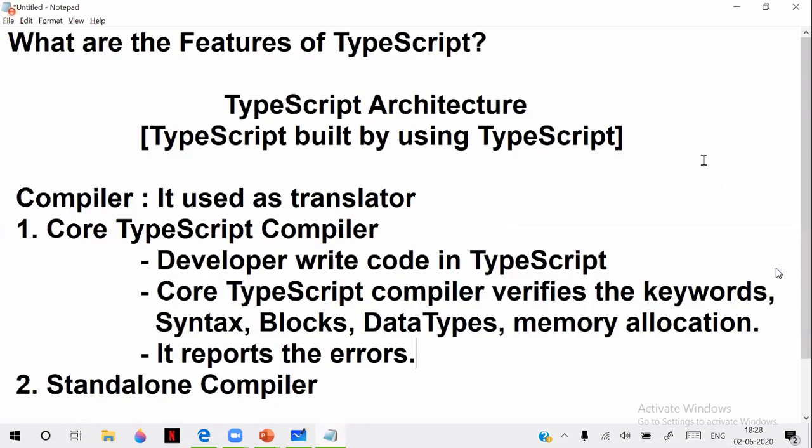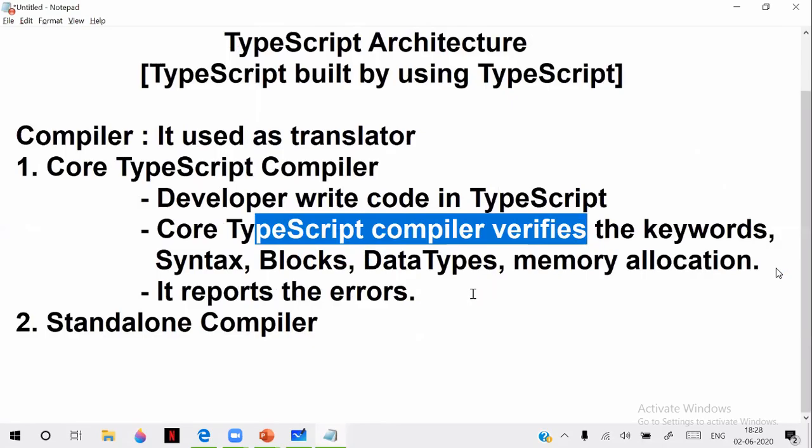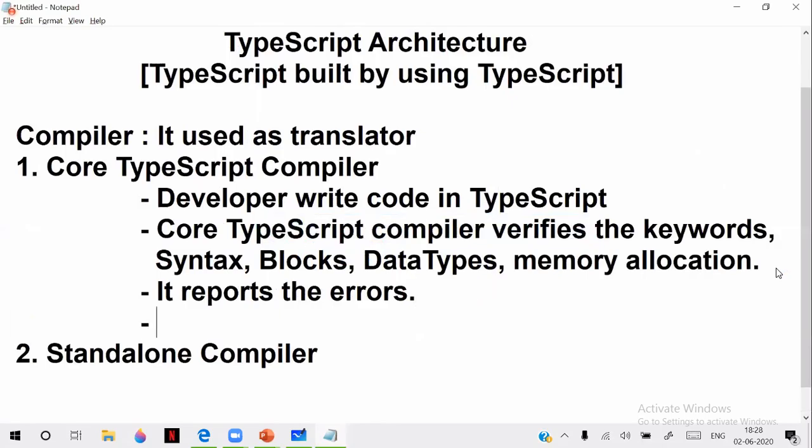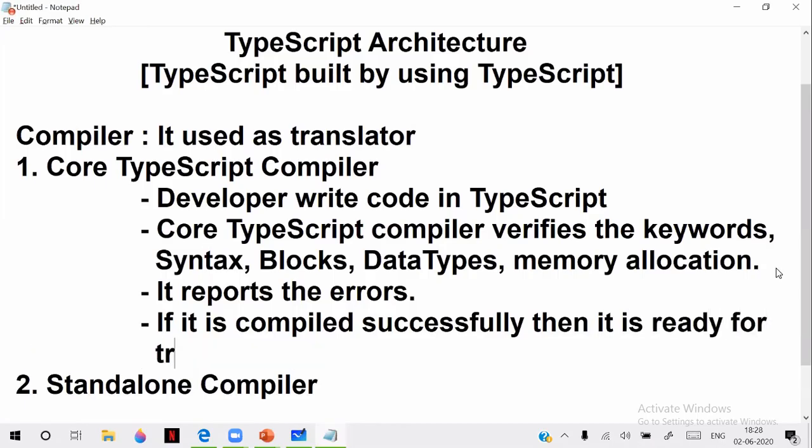So with the core TypeScript compiler, the developer will write the code in TypeScript. The core TypeScript compiler verifies the keywords and all. It reports the errors. So if it is compiled successfully, then it is ready for transcompiling. Transcompiling means translating into some other language.